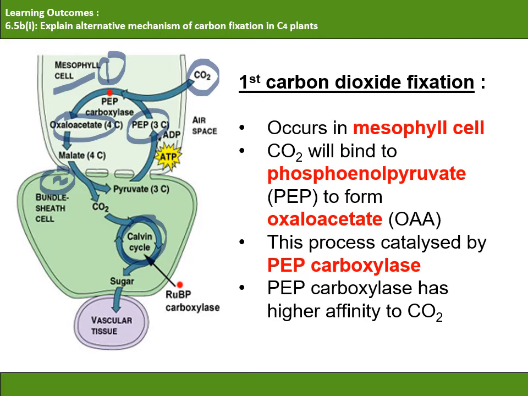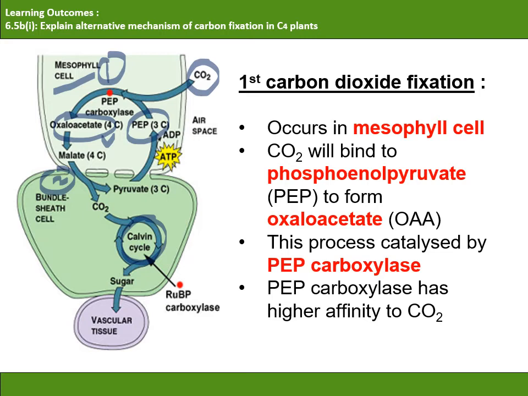Okay, so actually why is this plant called a C4 plant? This is because the first product of carbon fixation in this process is oxaloacetate. Oxaloacetate is a 4-carbon molecule. So that's why this plant is called a C4 plant, and a C4 plant will run the C4 pathway mechanism.